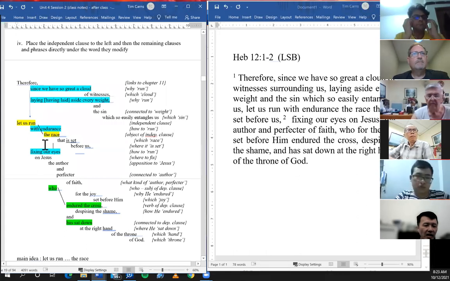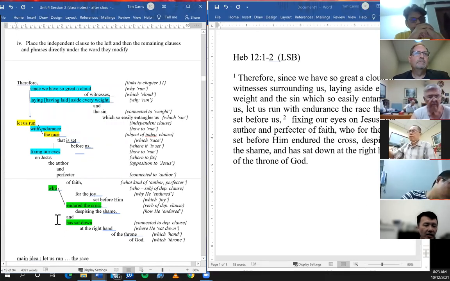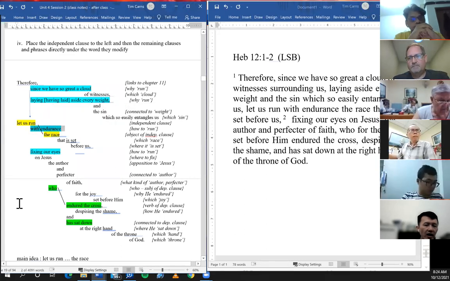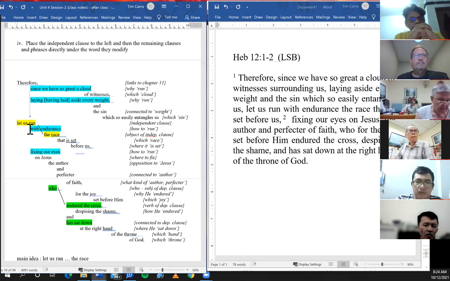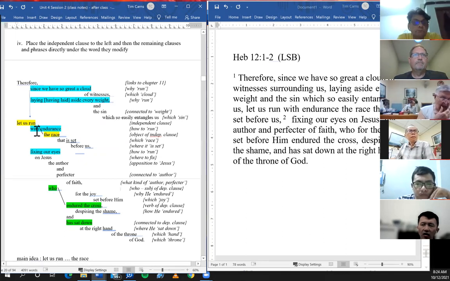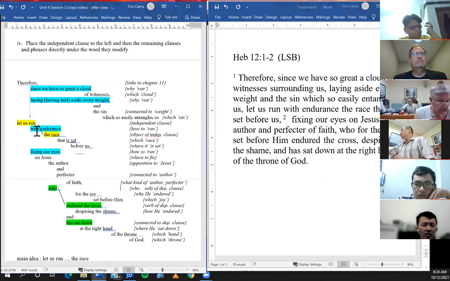Tim, how about the phrase "with endurance" in "let us run with endurance"? With endurance is modifying how we run. Yes. And fixing our eyes, yes, it's also modifying how we run. But could it also be further elaborating on how we run with endurance, or further clarifying what it means by running with endurance?